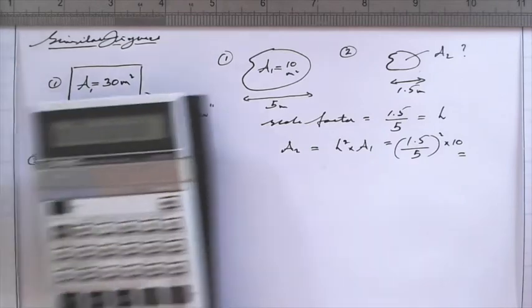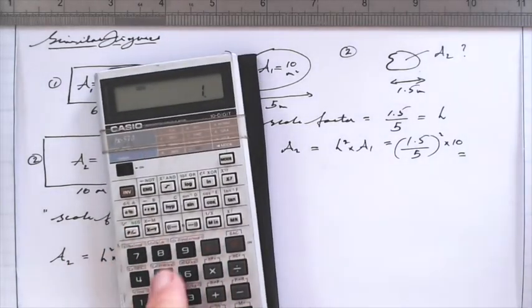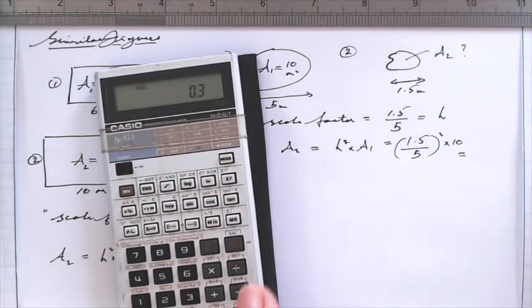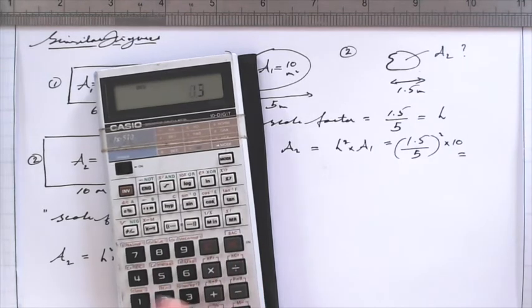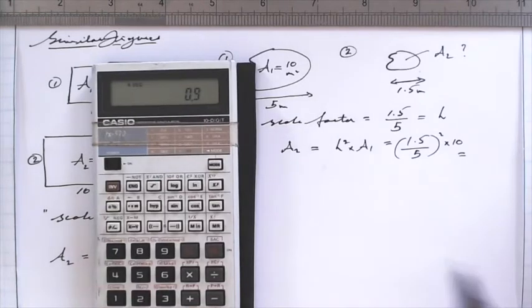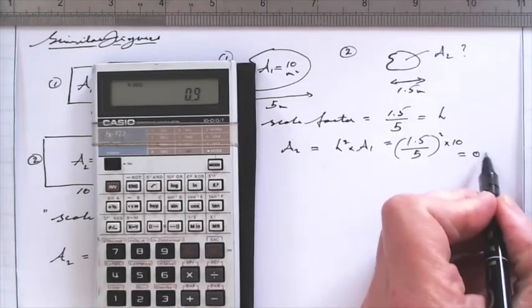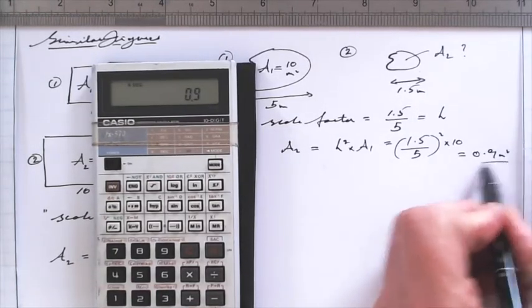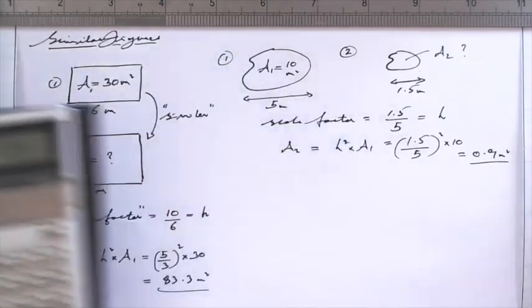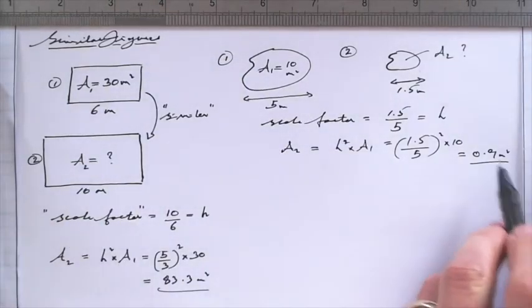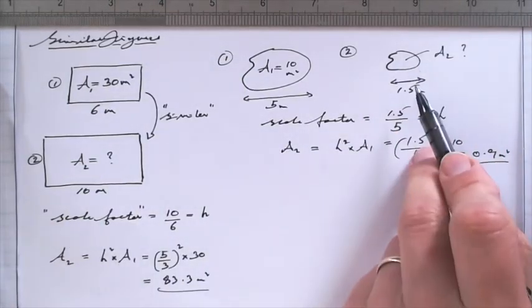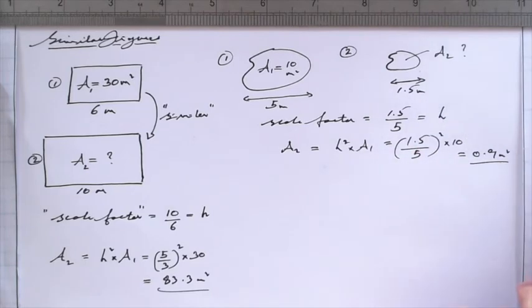And let's see what that equals. 1.5 divided by 5, that's the reduction. And then that's multiplied by 10. Oh no, I have to square it. 1.5 divided by 5 squared times 10 is 0.9. So that new pond, maybe for inside some kind of fancy apartment, is less than a square meter.